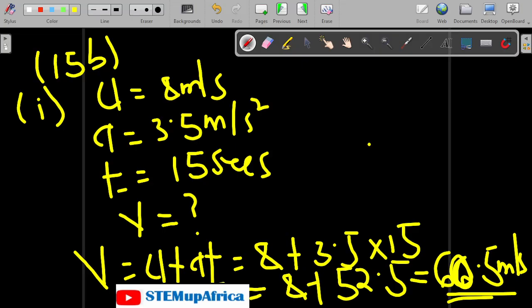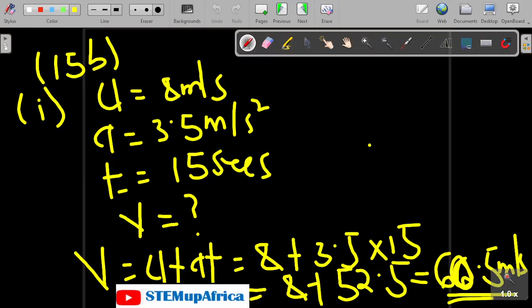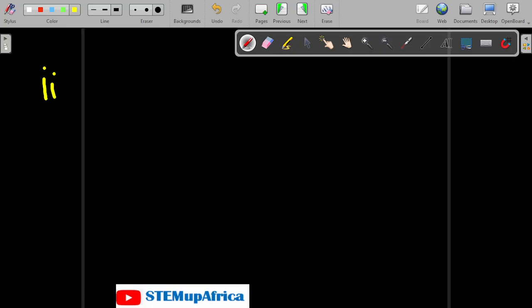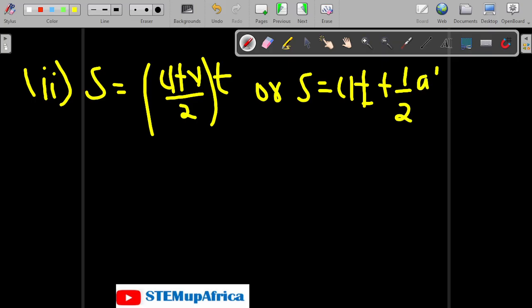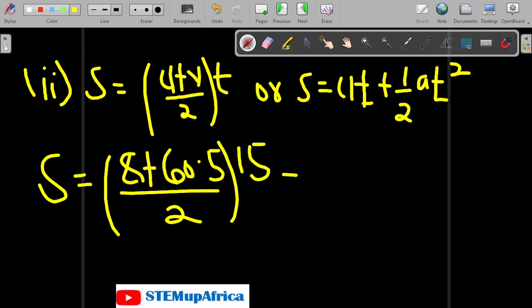So let's go to Roman figure 2 of it. What does it say? The distance traveled by the bullet. So for distance, you can use U plus V over 2 bracket T, or we can use X as UT plus half AT squared. Any one of them can serve. So let me go with the first one. My U is 8, my V is 60.5, divided by 2 times 15.